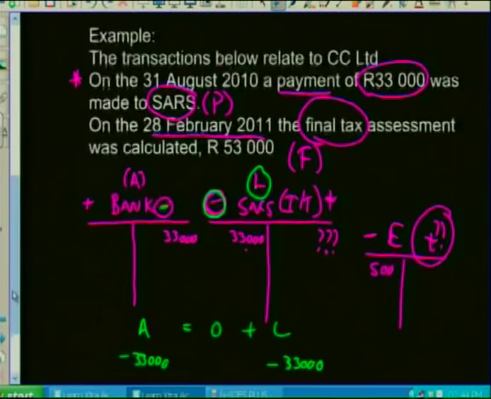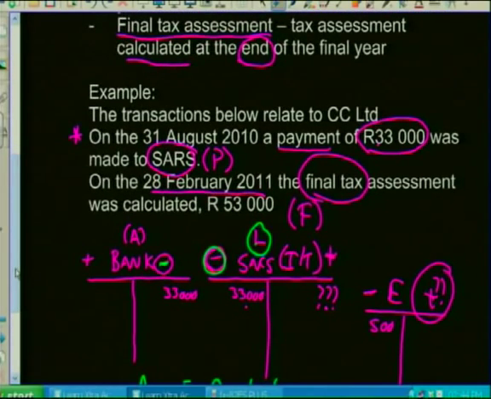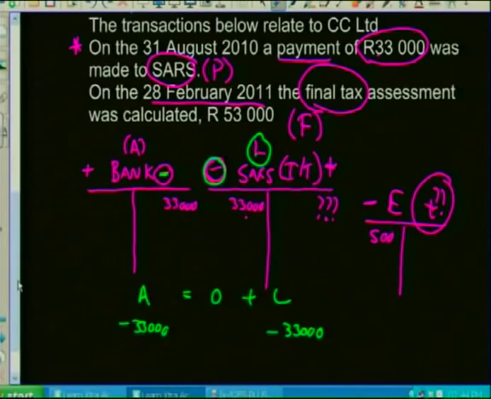Brilliant. Let's move on. Let's now look at your next transaction. On the 28th of Feb 2011, the final tax assessment was calculated, an amount of 53,000. Right, there we go. Now we know how much we should pay SARS, what our expense should be. Our expense is 53,000. That is the amount we consider to be our expense to the receiver of revenue.